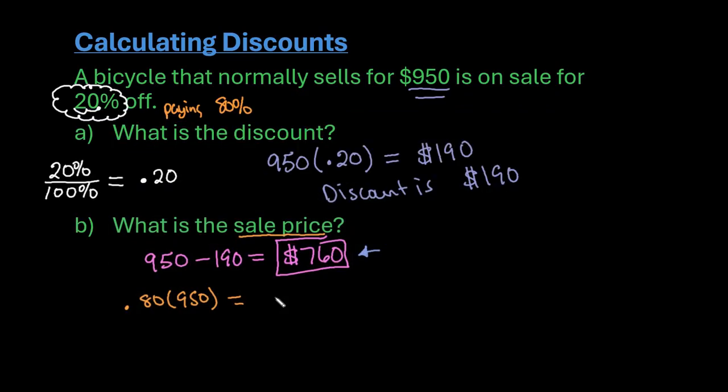If I'm out in the store, that's what I'm going to do: figure out how much I am paying for it. I always do the 100% minus 20% to figure out what I'm actually paying, and then just multiply that times the original cost.